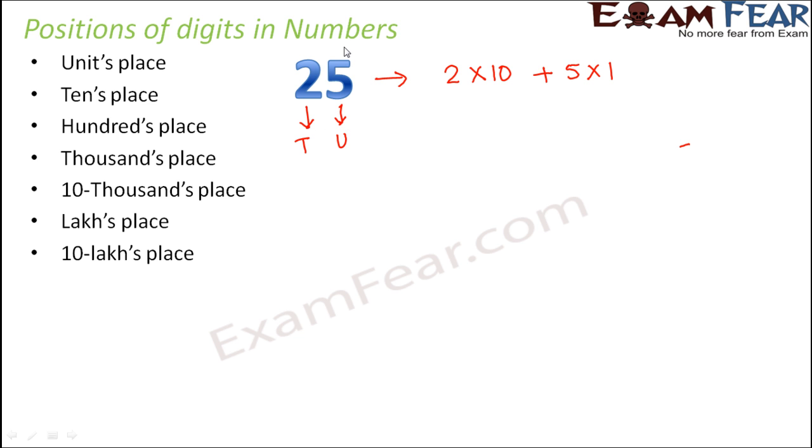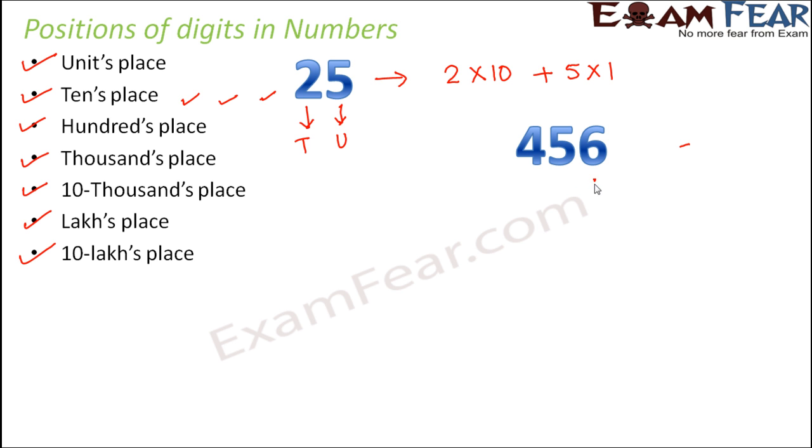So basically the last digit, the cornermost digit, is always at the units place, the next digit is at the tens place, the next digit would be at the hundreds place, thousands place, 10,000 place, and so on. So this is the sequence of the positions of digits: units, tens, hundreds, thousands, 10,000s, 1 lakh, 10 lakh, and so on. Let us look at another example like 456.